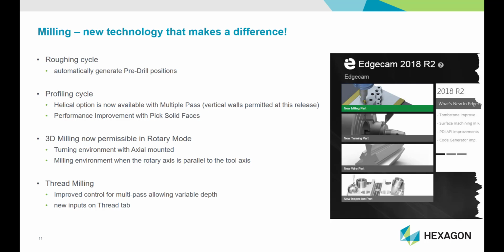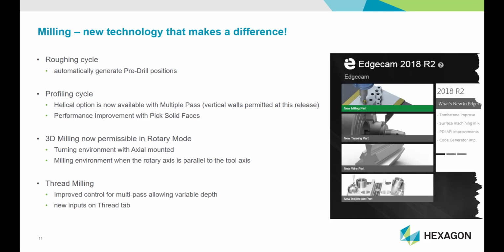Also, there's a performance improvement when we're using the profiling cycle with pick solid faces. The software is just going to run faster now. The reasoning is that in prior versions, even though we've isolated and picked individual faces to machine, the software was still considering the entire solid to make sure that the tool path doesn't gouge any adjacent surfaces. The development team has found a way to ensure that gouge-free behavior, but to only consider the tool path building in the faces that are provided. So this can simplify and speed up the processing quite a bit while still maintaining good results.